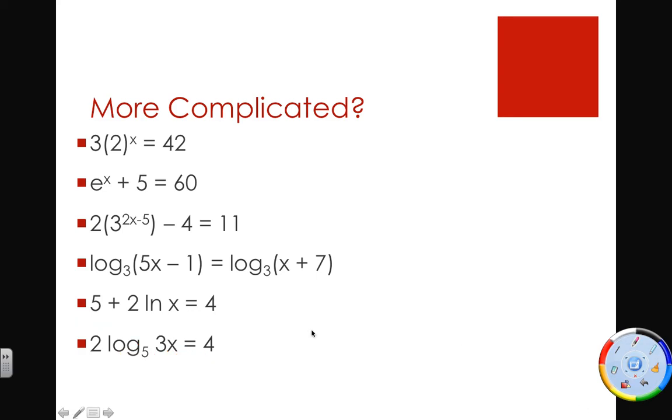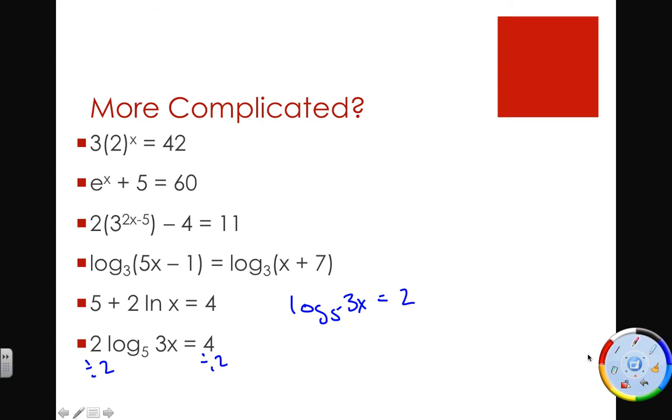Try doing this one before I do it. Take a second, pause the video if you need to, do this one, and see if you get the right answer. All right, so dividing by 2, I get log base 5 of 3x equals 2.